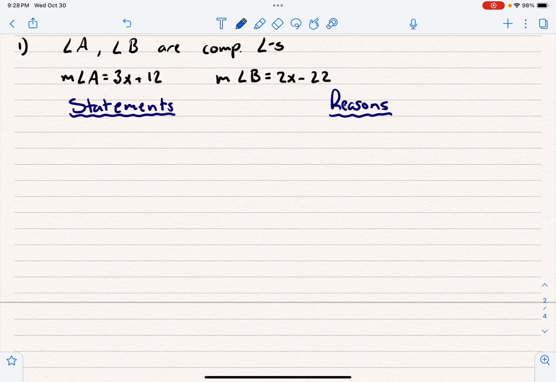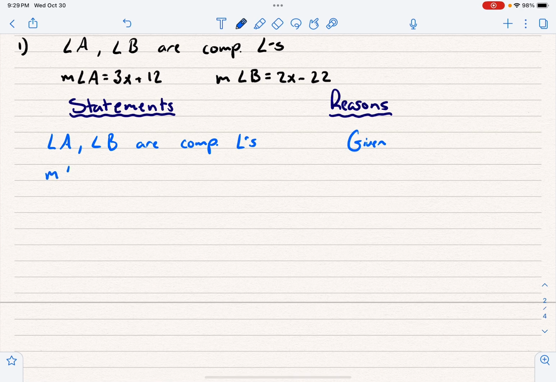Number one said angle A and angle B are complementary angles. It then gave the measures of them. So we're supposed to list the statements and justify each step. The very first step, we would say that angle A and angle B are in fact complementary angles. And our reason why? Well, that was given. That was given to us at the beginning of the problem.